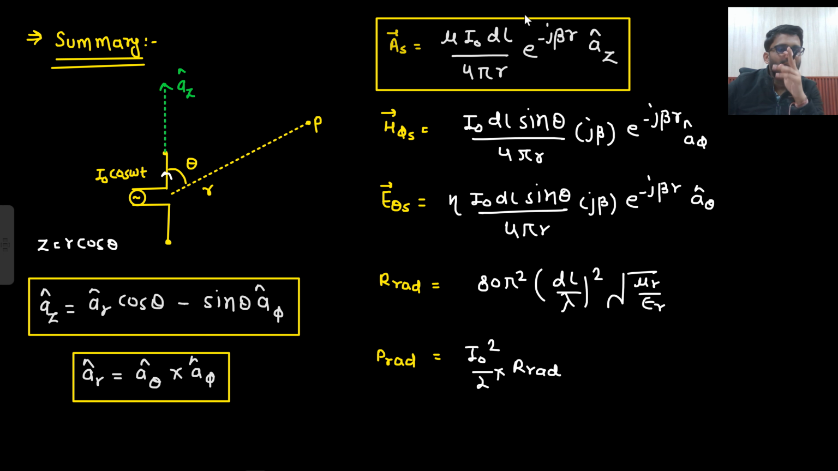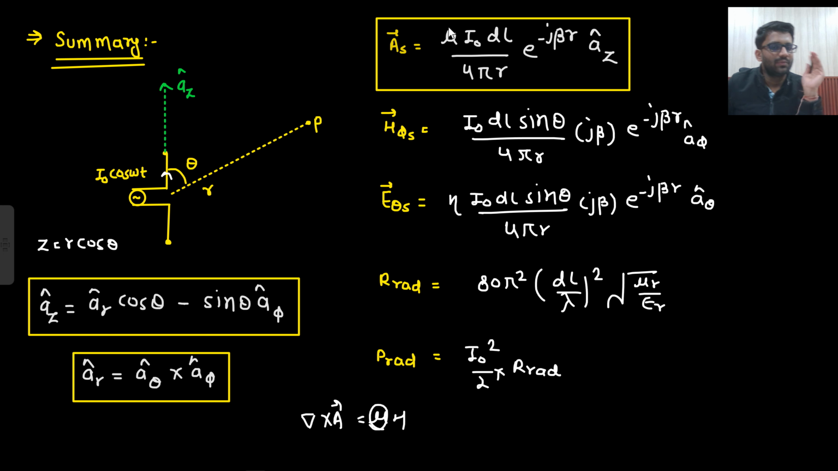What we need to remember? The magnetic vector potential. How will I remember? The only thing is that here mu will come. And how you can keep in mind: I have already told you that del cross A is equal to mu H. So mu will come. So that is mu I naught dl by 4 pi r. There is no sin theta, nothing else. Sin theta will not come here.